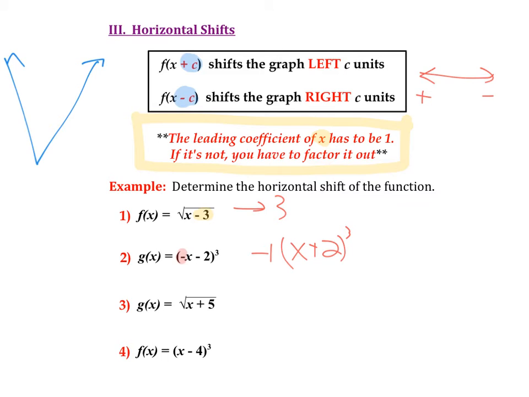So now, since it is a plus, a positive number, it's going to be going to the left. It's going to shift to the left 2 units. Number 3 shifts to the left 5 units. And number 4 is going to go to the right 4 units. All right.